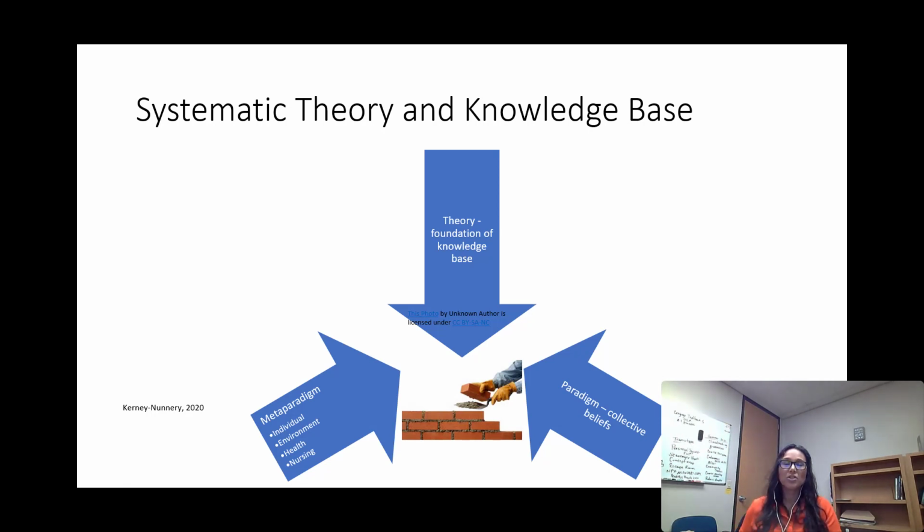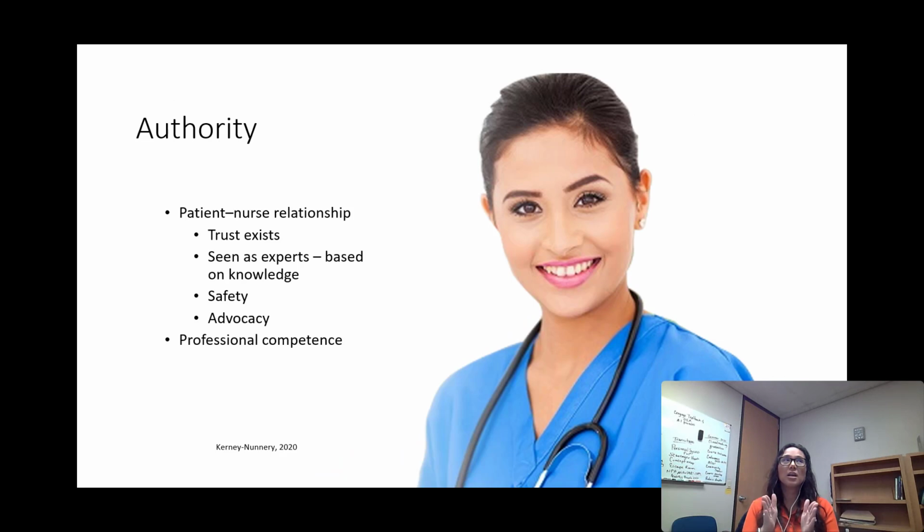Let's see. So, nursing as a profession has a certain level of authority. That authority is based on the relationships that we develop. We have this innate trust from our patients that exists, that we didn't actually maybe even put there, but our patients come in with it. It's almost like they have this trust because they're going through the worst time of their life and they need someone to rely on, and we're usually that person.